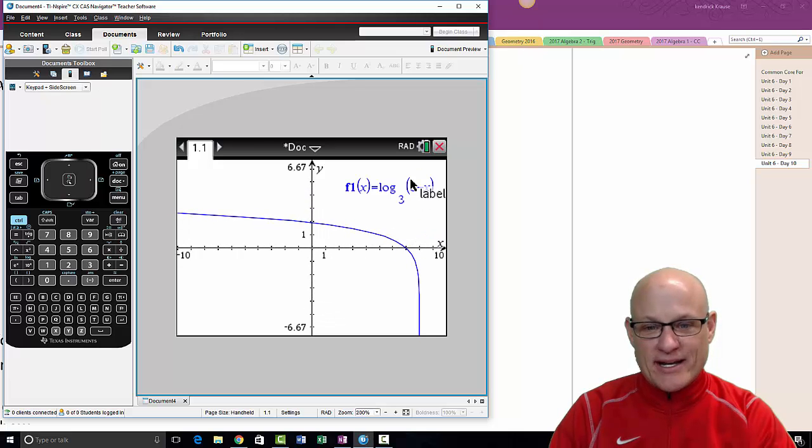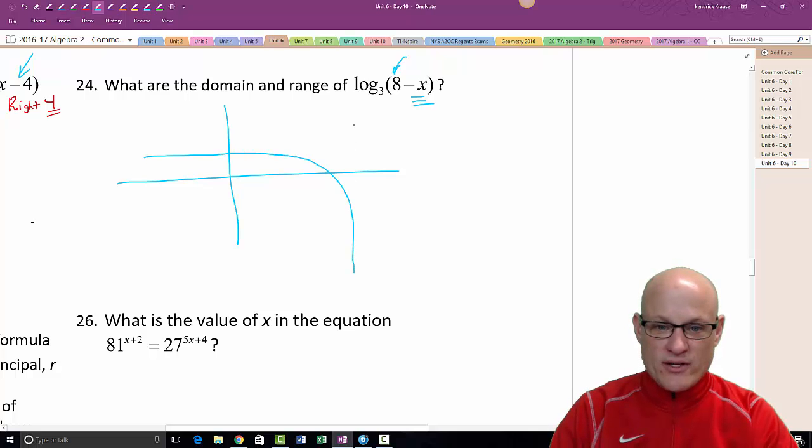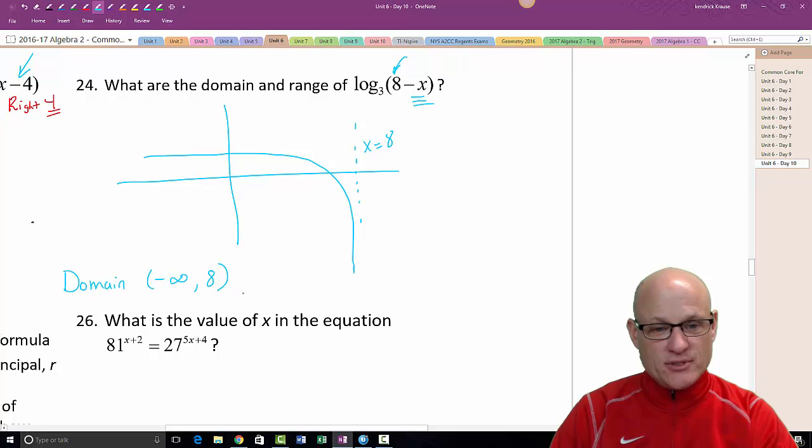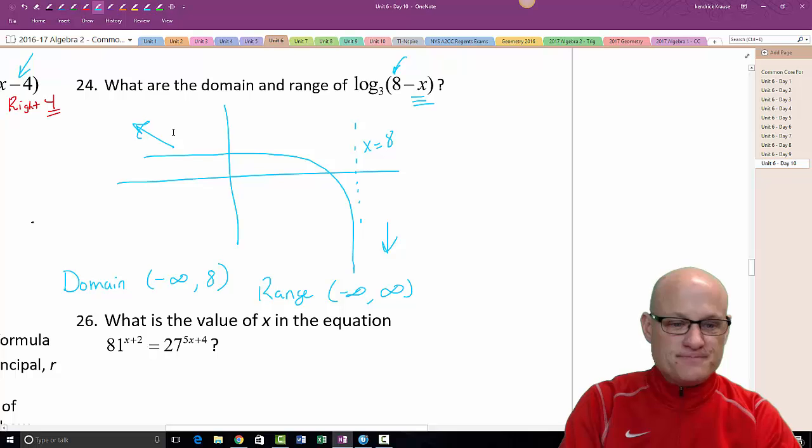There's my vertical asymptote again. And yes, it's what's right here, 8 minus x. So my vertical asymptote is 8. So it's going to look something like this, where this is the line x equals 8. So my domain would be negative infinity all the way up to, but not including 8. Range is easy. Range for logs are easy. It's negative infinity to positive infinity. It goes forever and ever down, forever and ever up.